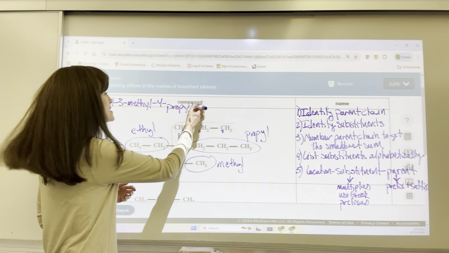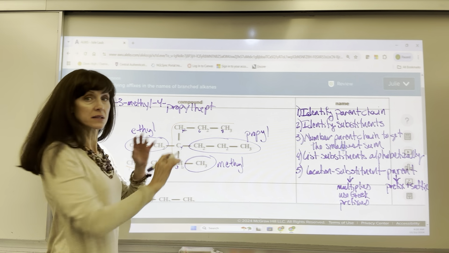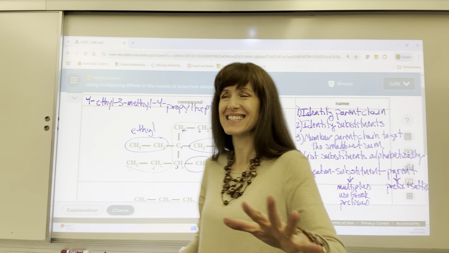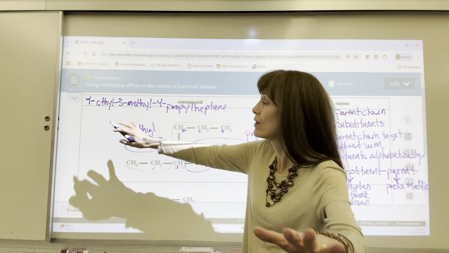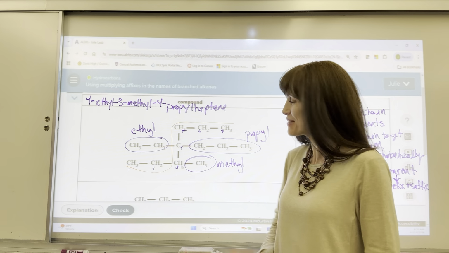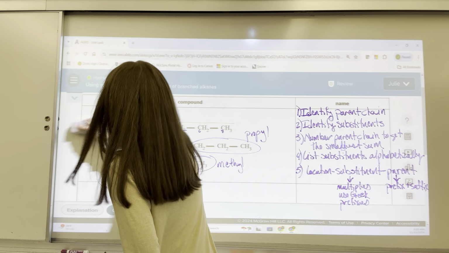And now I can say the whole parent chain. Again, 7 carbons, hept, all single bonds, ane. Wow, so let's look at this. We have a 4-ethyl, 3-methyl, 4-propyl, heptane. Very good. Okay, nice. Let's do another one.